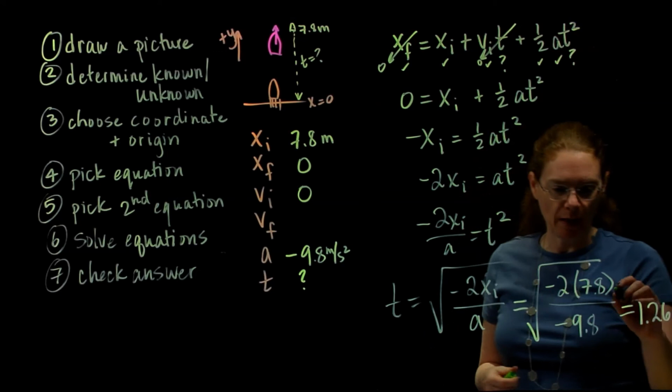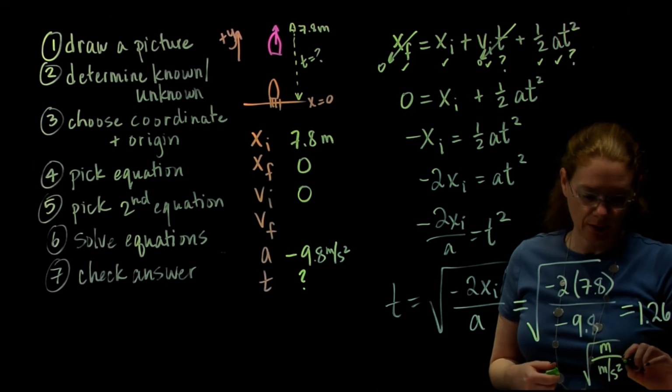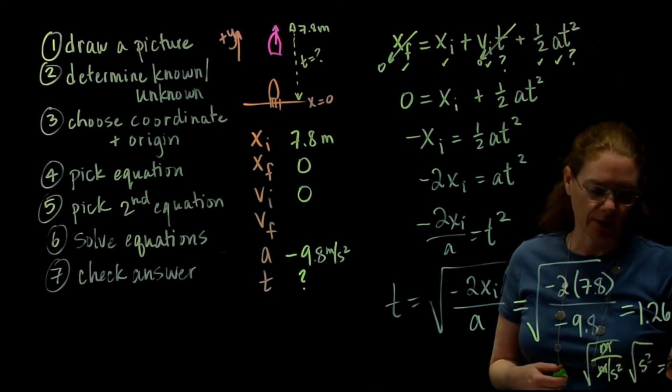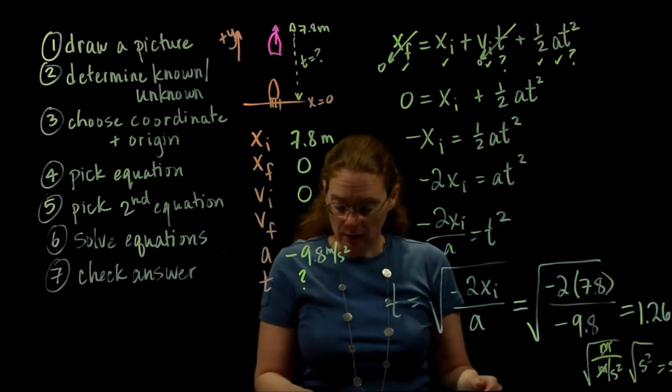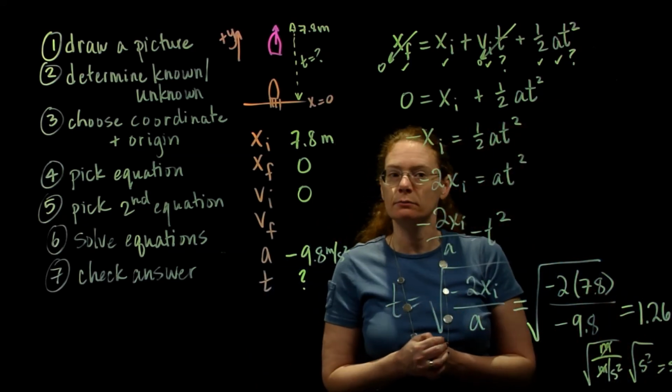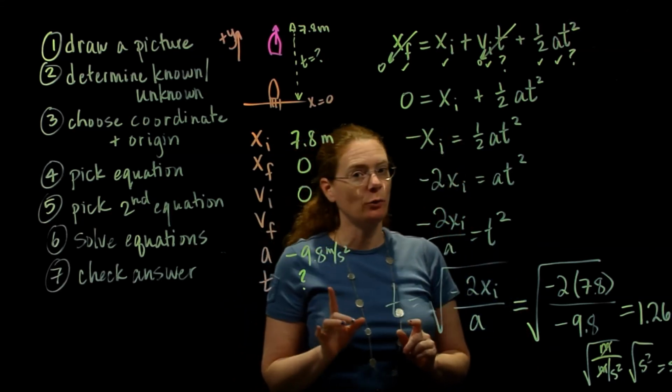The unit matches because we have meters over meters per second squared. The second squared comes up, meters over meters, so we have the square root of second squared, that's a second. So the unit is good, the number is good, we've answered the question, right? How much time does it take to reach the ground again? Now, you can solve this a second way.